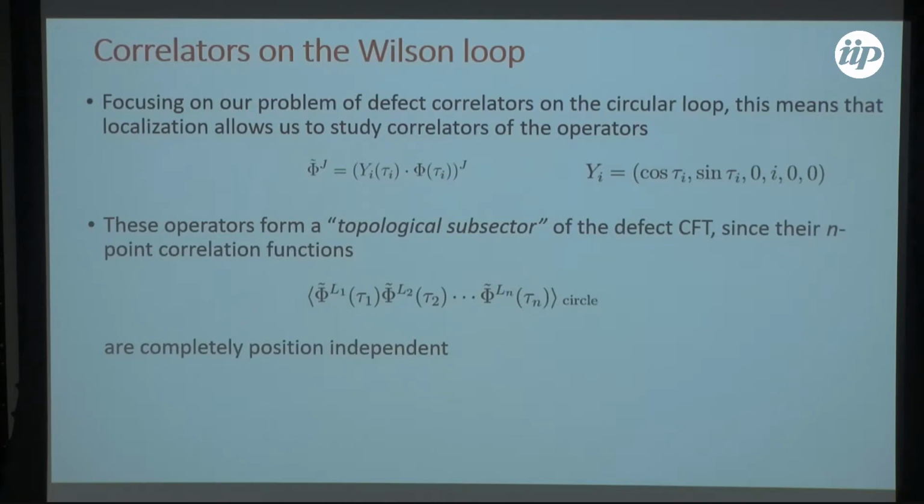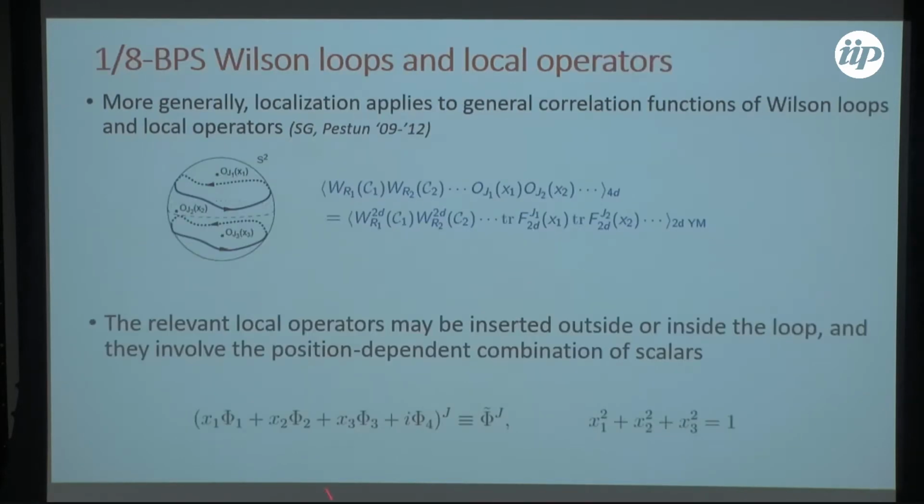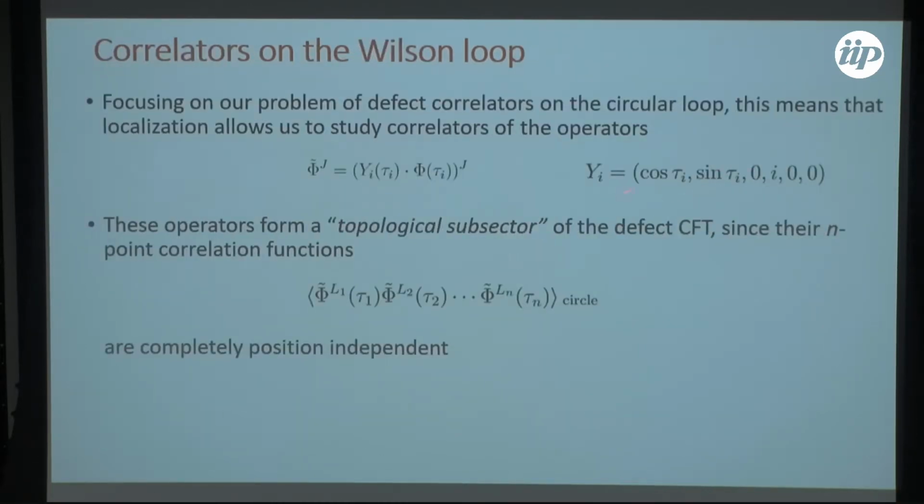Okay. So now just focusing on the case where we inserted this on the circular Wilson line, basically it just means that the operator that we can insert is some kind of combination of scalars where the particular combination depends on the point on the loop where we insert it. Okay, so just specializing this general case to the axis being on the equator, on the circular Wilson loop, it means that we consider this kind of operators. Okay, and so you find a subsector of this defect correlators on the Wilson loop, which are completely position independent.